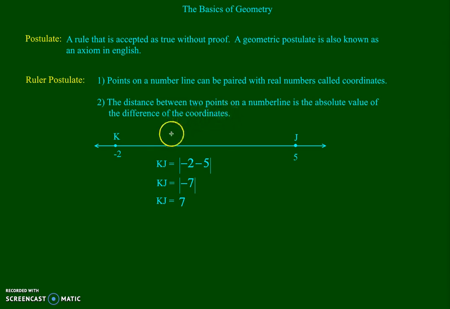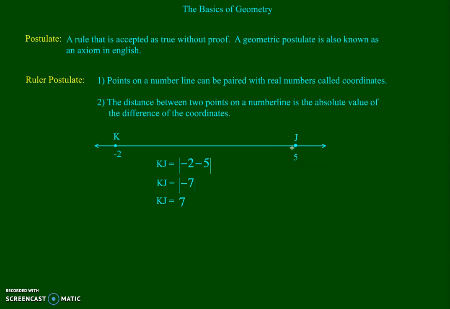So all you have to do is take the first one, -2, and subtract the second one from it. -2 minus 5 is -7. Take the absolute value of it, and that's 7. So here we can see from -2 to 0 there's 2 units, and from 0 to 5 there's 5 units, which is 7 total.